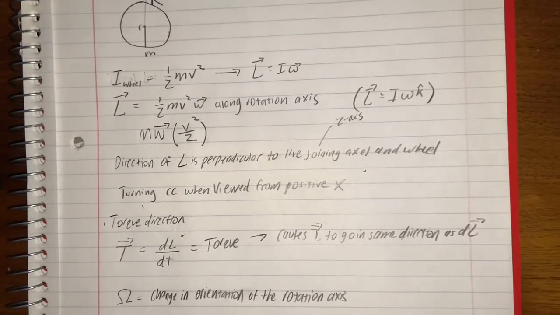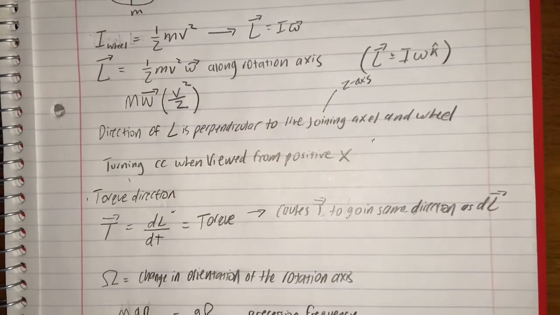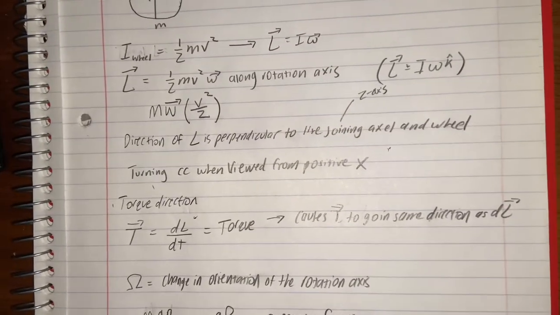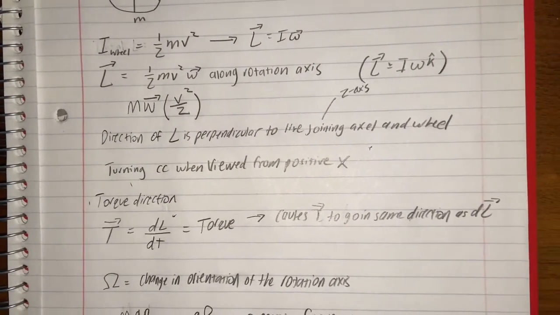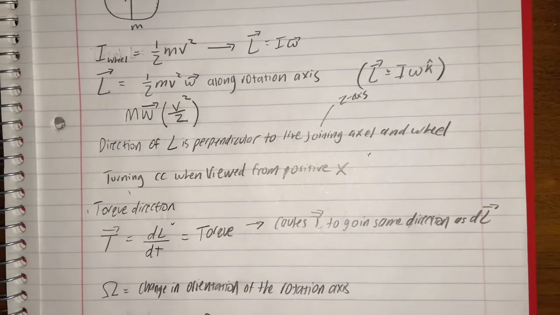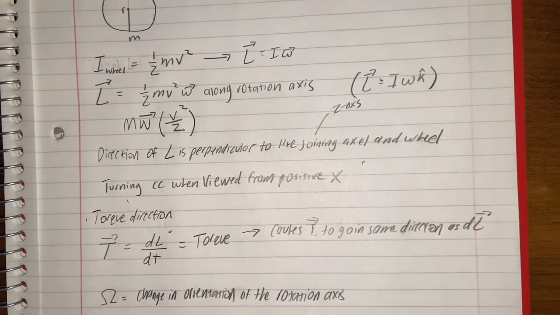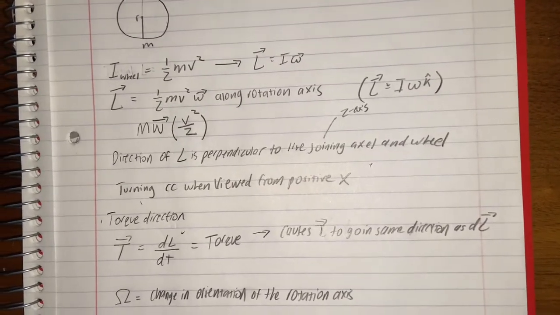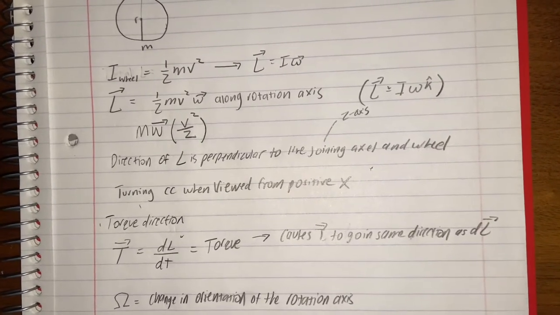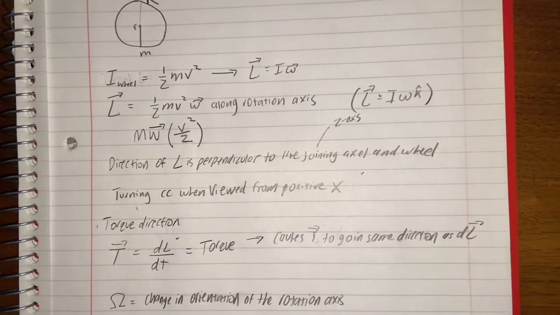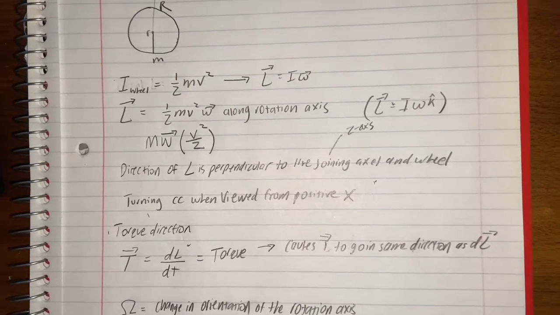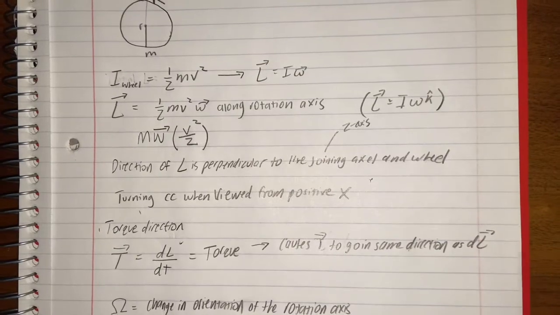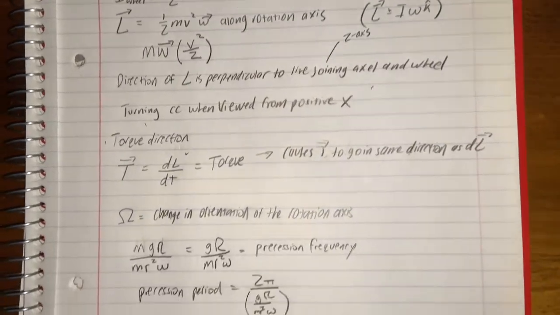Now we're trying to find the torque direction. The torque can be denoted as the change in the angular momentum with the change in time. So the torque would be going in the same direction as the change in angular momentum, so also in the z-axis.